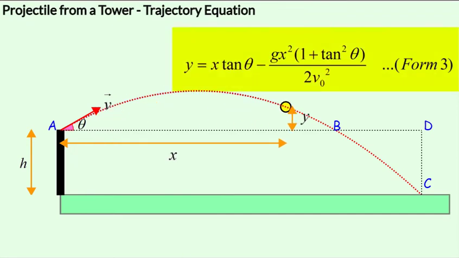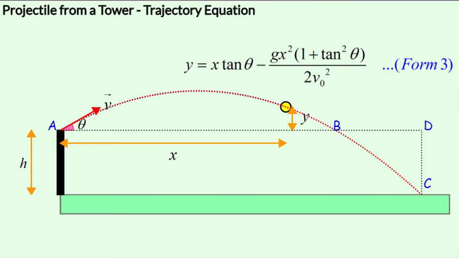This form is used when we have to find the angle of launch. Here we have a single variable in tan of theta. We would have to solve the quadratic in tan of theta, and finally we would get to theta. This is also a perfectly valid trajectory equation for the launch from a tower, and is valid from the portion A to B, and is also valid from B to C.